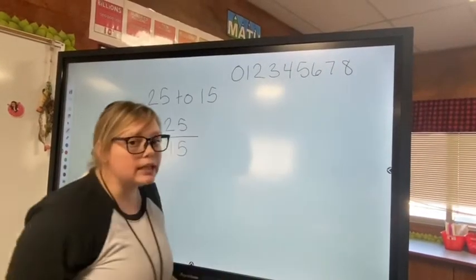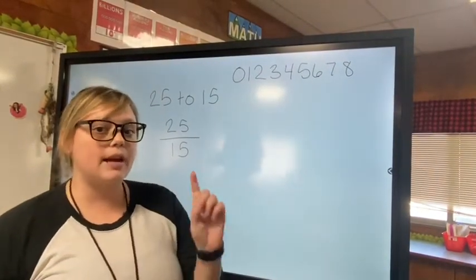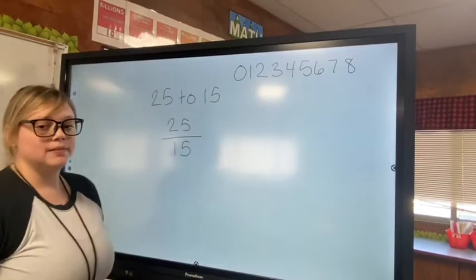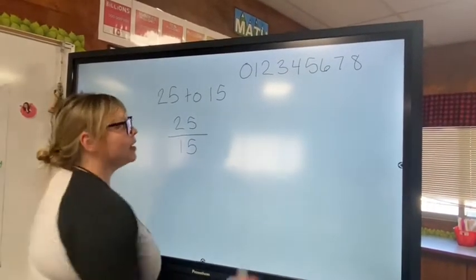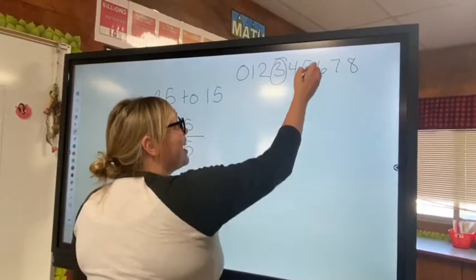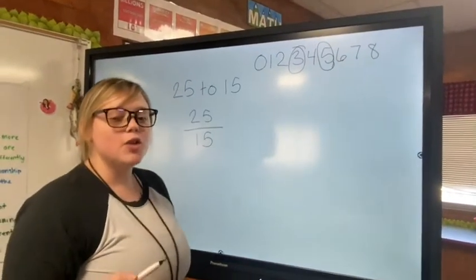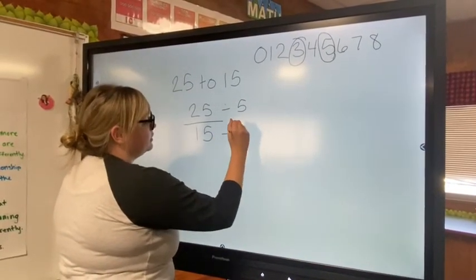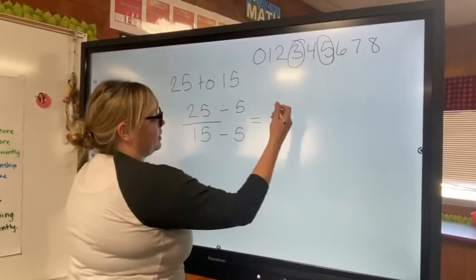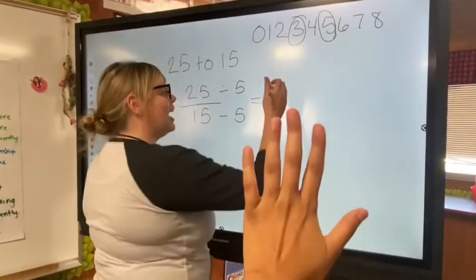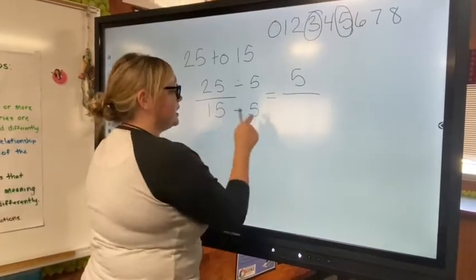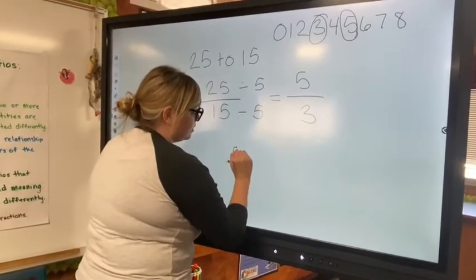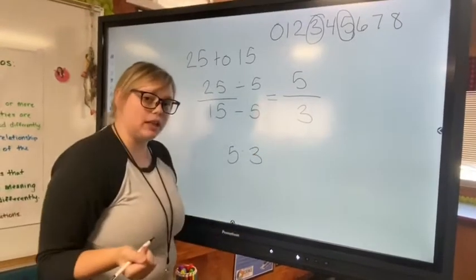And I'm going to look for the greatest common factor, the number that both of them have in common. I want you to think, what do these two numbers have in common? That's the largest. 3 is 1, but 5 is even bigger, and they both have it in common. So I'm going to divide by 5, divide by 5. 25 divided by 5 is 5. And 15 divided by 5 is 3. So the smallest ratio that can be made is 5 to 3.